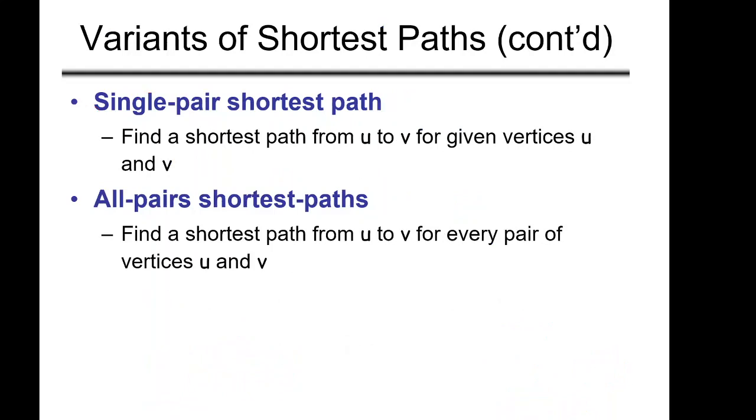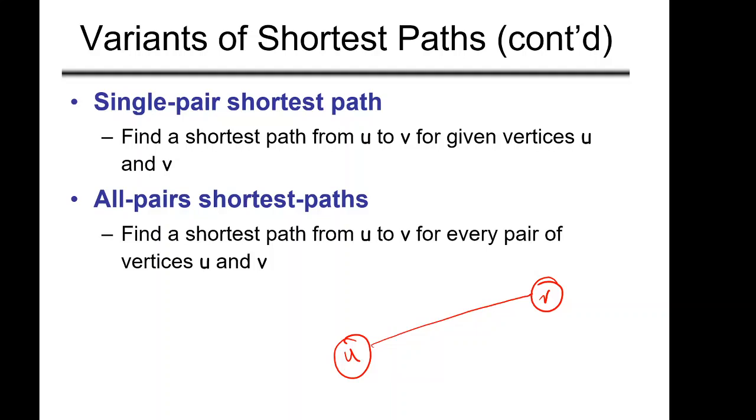The next variation is single pair shortest path. What we have to do is find the shortest path from u to v for given vertices u and v. So somebody is giving only two vertices and we have to find the shortest path. This is a single pair, and you have to find the shortest path between these two.